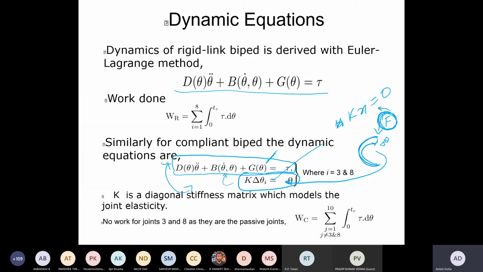And I talked about a one input, two output system. So this is basically showing that there are two equations, but there is only one input. That is my torque. Okay. So this kind of a control system is difficult to control.